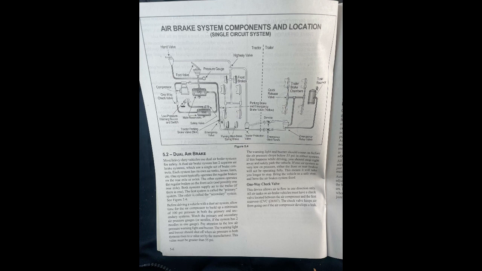The first system is called the primary system. The other is called the secondary system. Before driving a vehicle with a dual air system, allow time for the air compressor to build up a minimum of 100 psi pressure in both the primary and secondary systems. Watch the primary and secondary air pressure gauges, or needles, if the system has two needles in one gauge. Pay attention to the low air pressure warning light and buzzer.